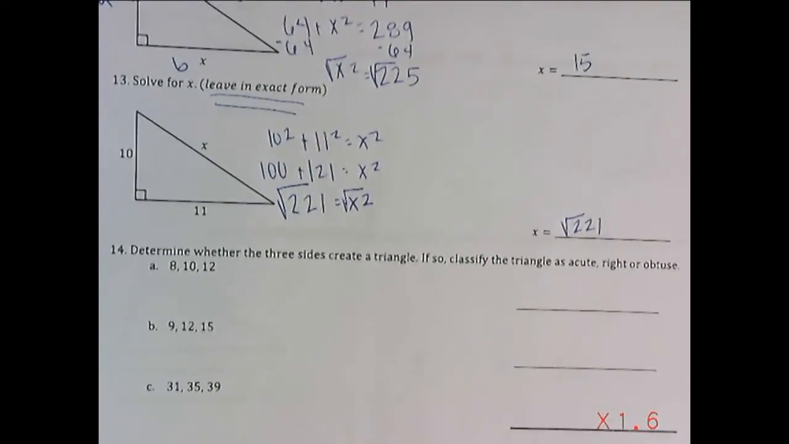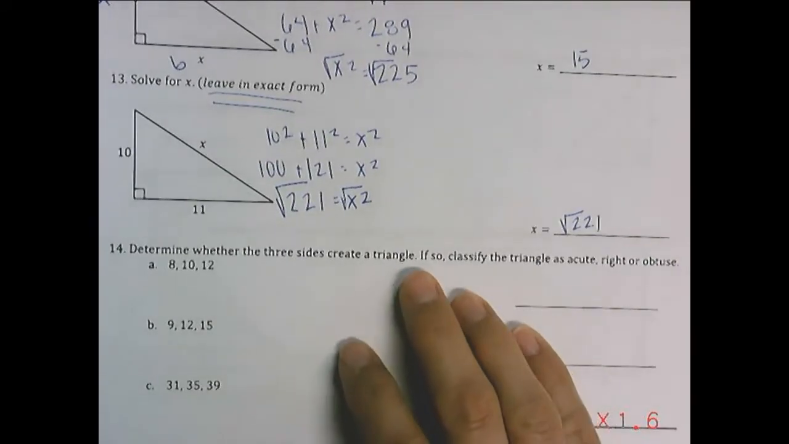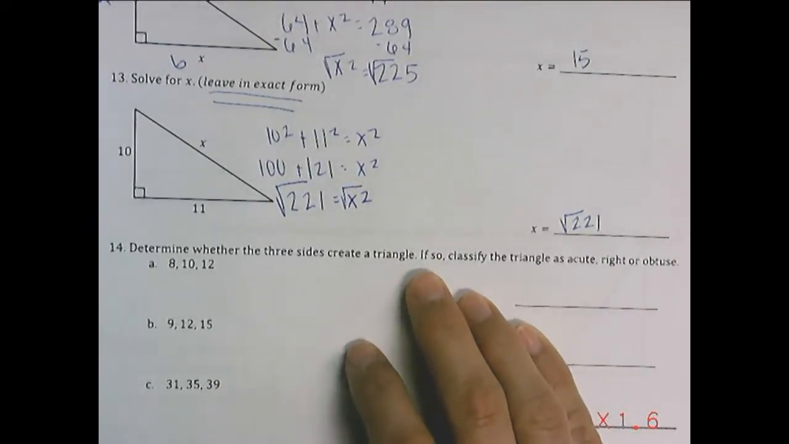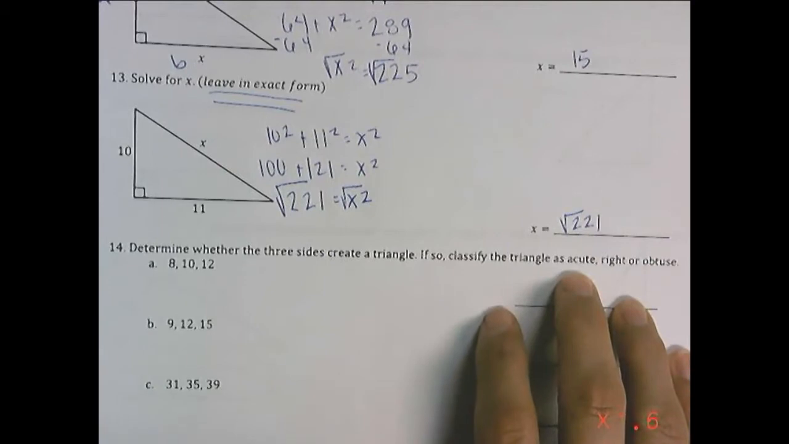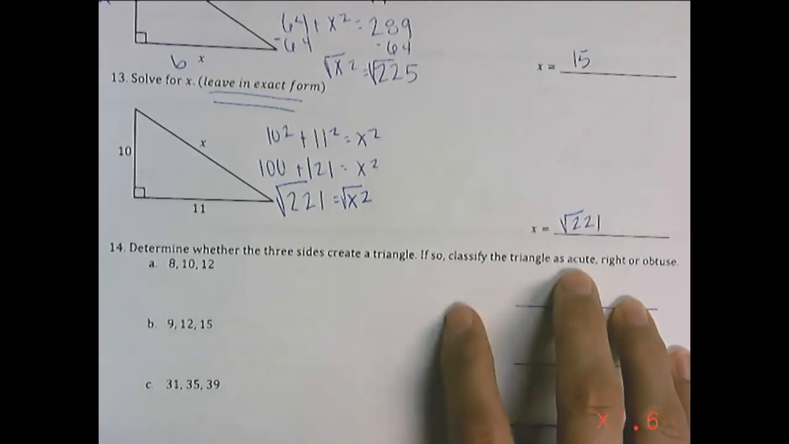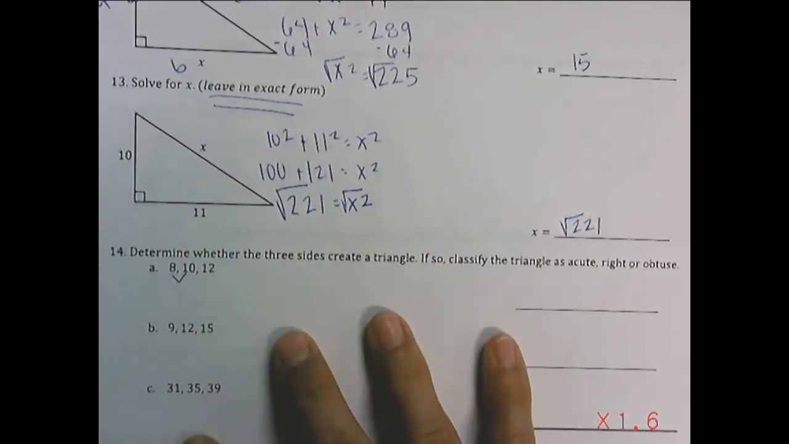Okay, so number 14, determine whether the three sides create a triangle. If so, classify the triangle as acute, right, or obtuse. Well, is this a triangle? Yes, it is, because 8 plus 10 is 18, and 18 is greater than 12. So congratulations, it's a triangle.